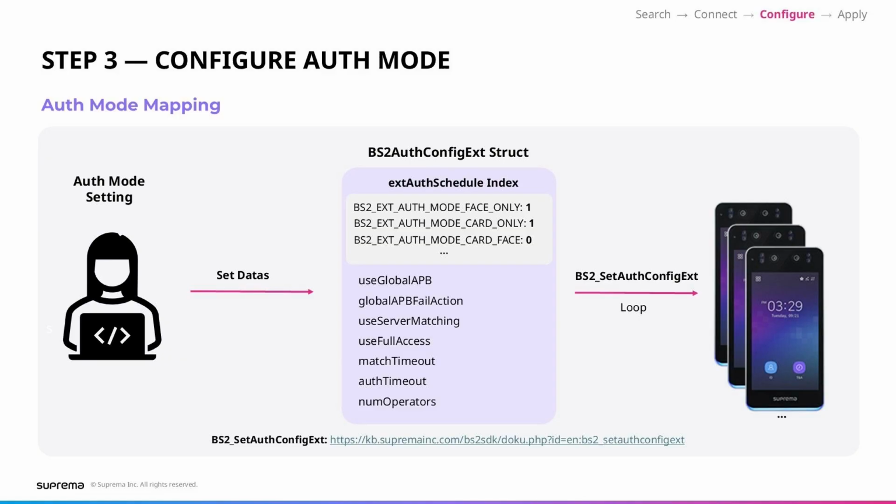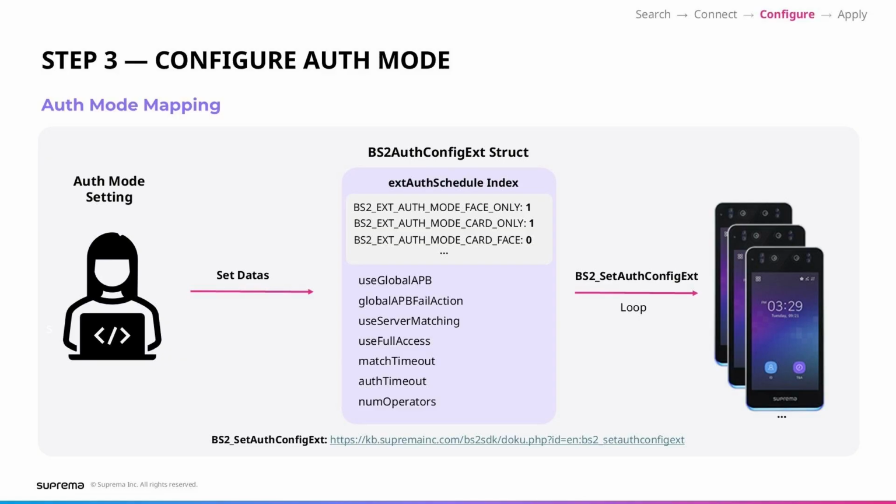Since this is a batch workflow, we repeat the same call for all connected BioStation 3 devices. In other words, we prepare the configuration once and then send the same structure to multiple devices in a loop. At this point, the same configuration has been applied to all selected devices.